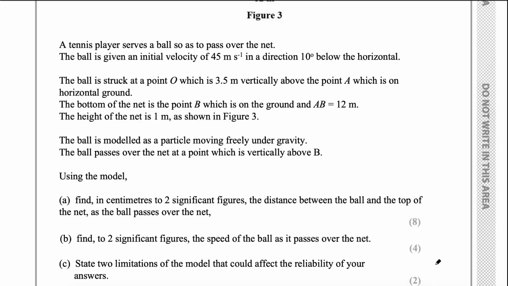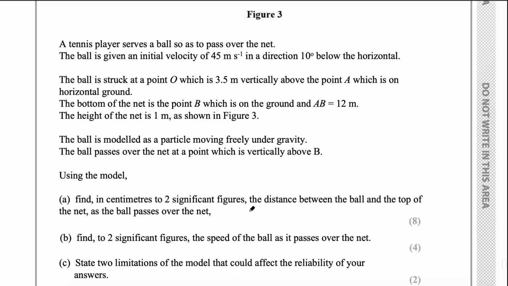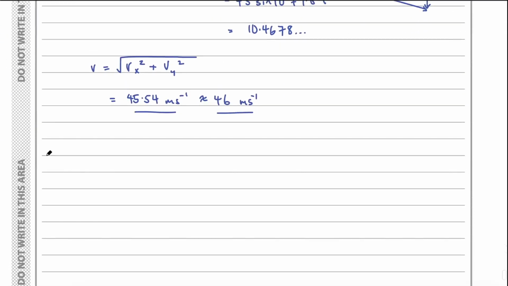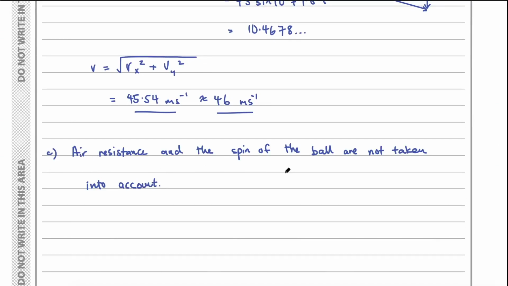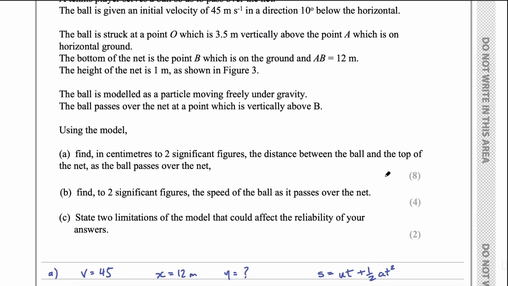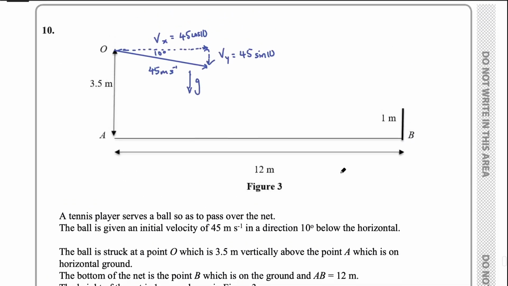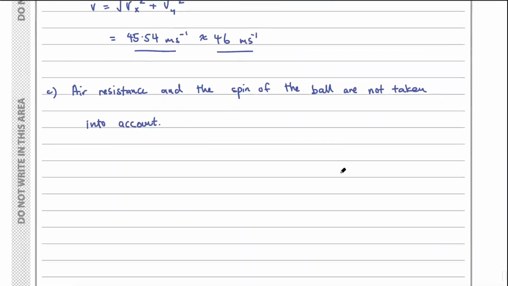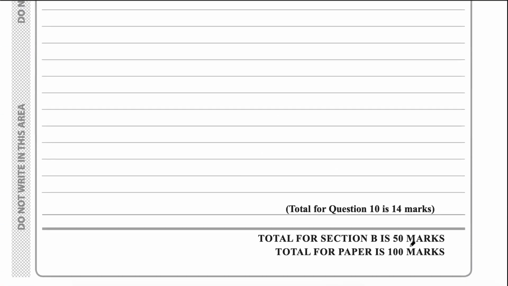So they're my 2 points. If there's 2 marks, always try to come up with 2 things. Also, the question says state 2 limitations. So my 2 limitations are air resistance and the spin of the ball. But there are other things that you could state there. So part C: air resistance and the spin of the ball are not taken into account. Okay, so that was 2 marks. Part B was 4 marks and part A was 8 marks. And that was question 10 and the end of this paper. Total marks for the paper was 100 marks, 50 marks in each section.